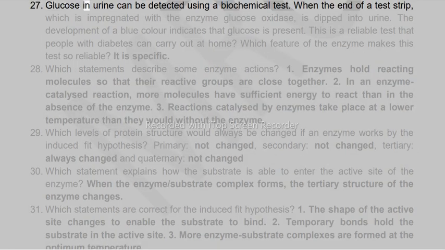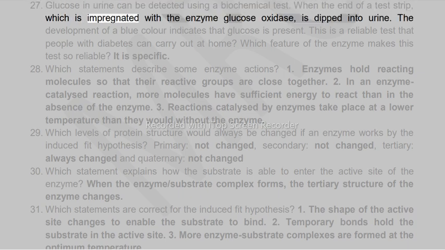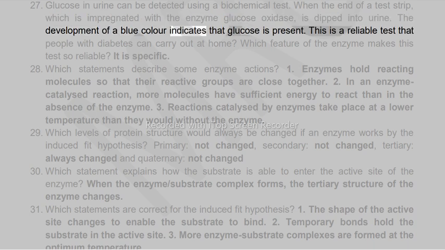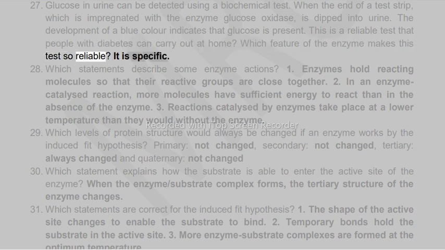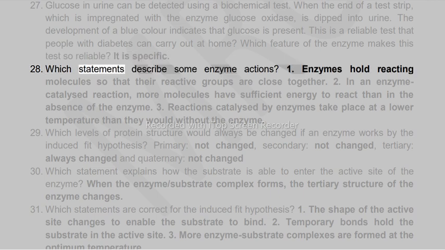27. Glucose in urine can be detected using a biochemical test. When the end of a test strip, which is impregnated with the enzyme glucose oxidase, is dipped into urine, the development of a blue color indicates that glucose is present. This is a reliable test that people with diabetes can carry out at home. Which feature of the enzyme makes this test so reliable? It is specific.